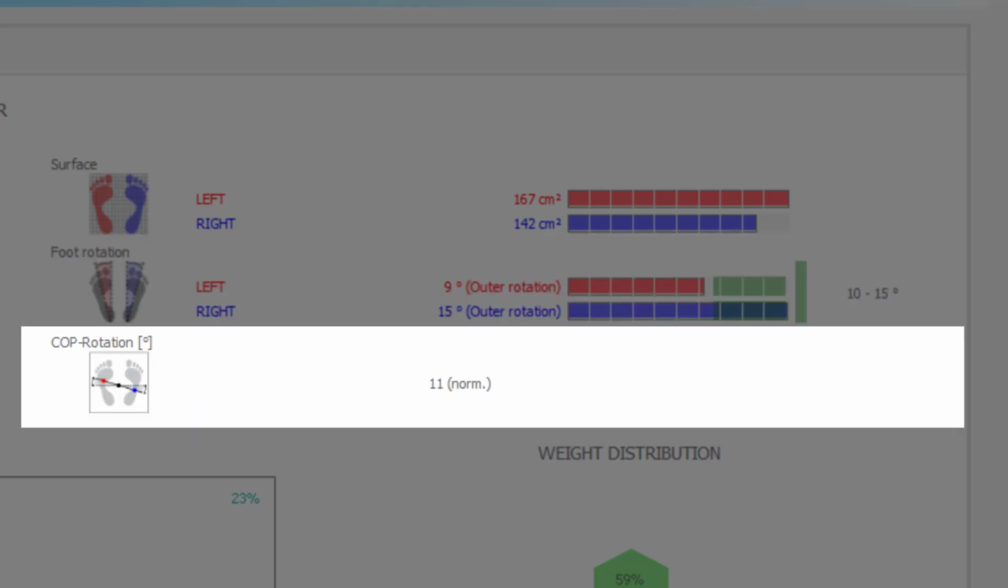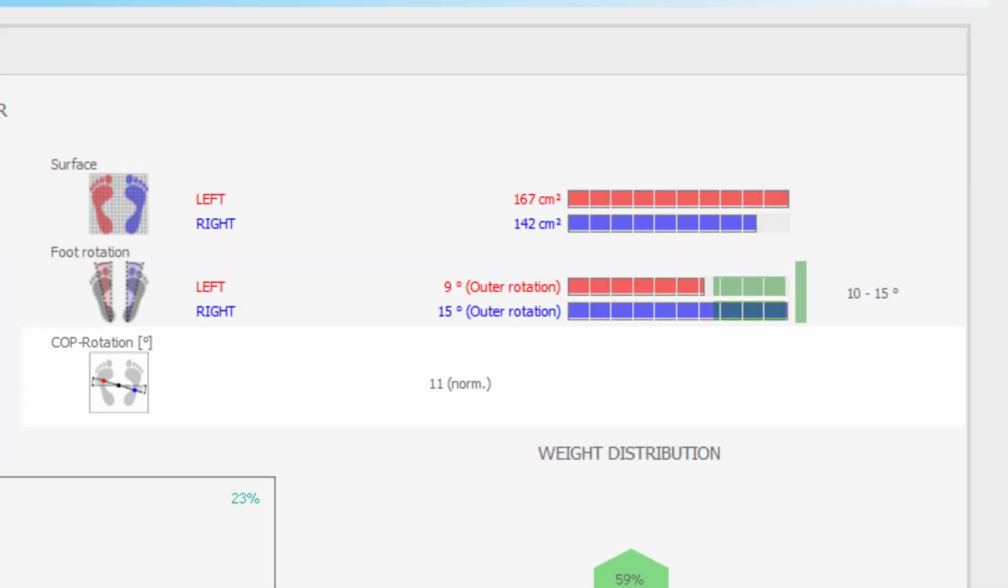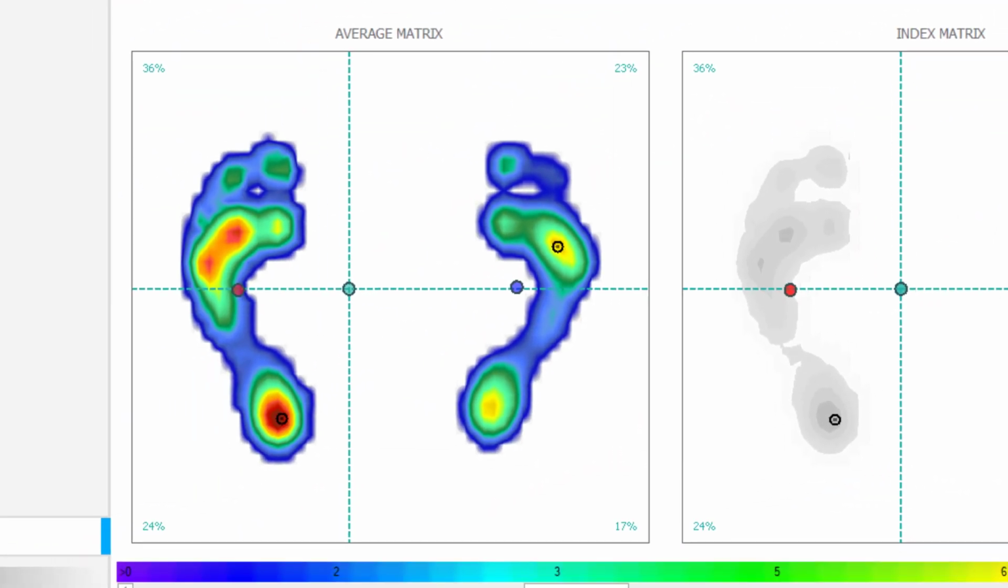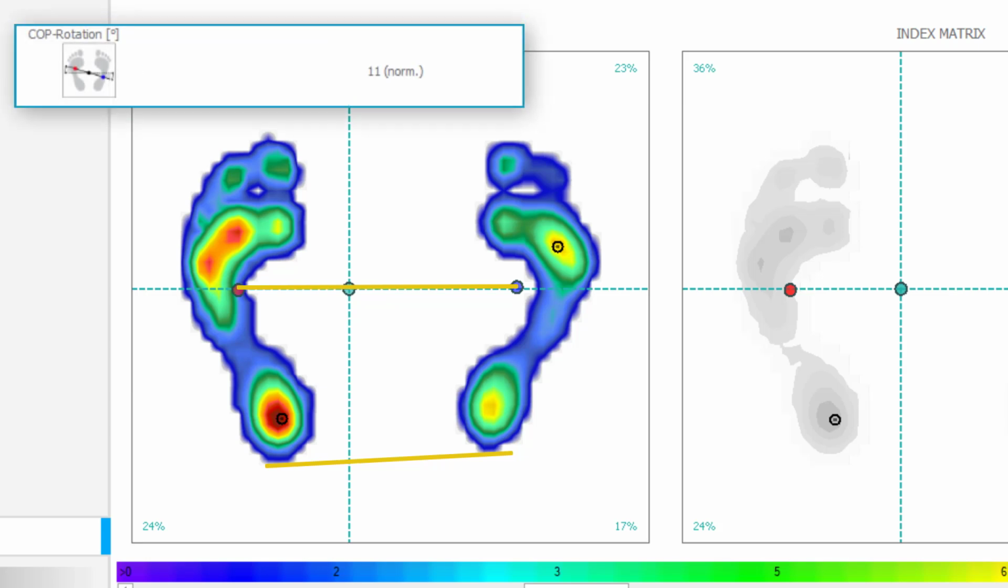About the COP rotation parameter. The term COP is an abbreviation for center of pressure. If each foot is considered separately, the pressure signals measured beneath it combine to form a center of pressure. If we now place both center of pressure points in the area of the pressure measurement platform, then balanced statics would expect the line connecting both points to be parallel to the line between the heels. If the COP connecting line is rotated with respect to the heel line, the expression is quantified as COP rotation in degrees.